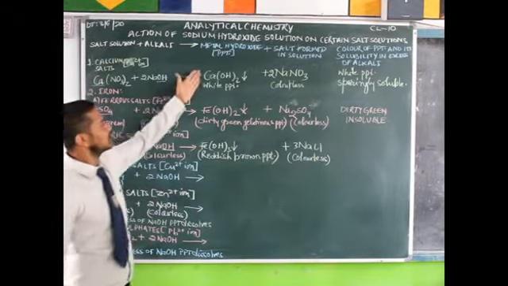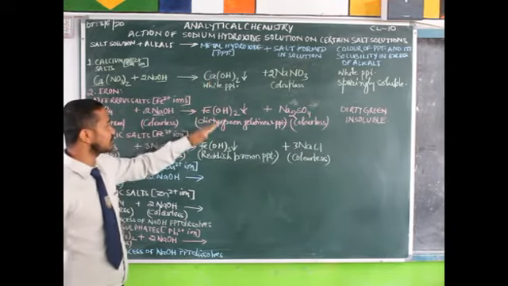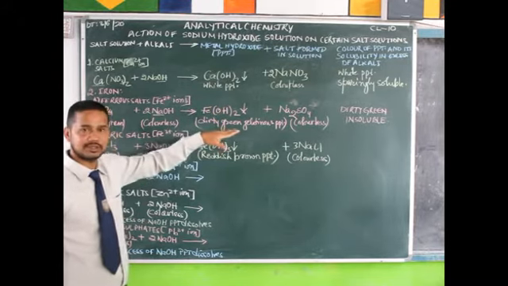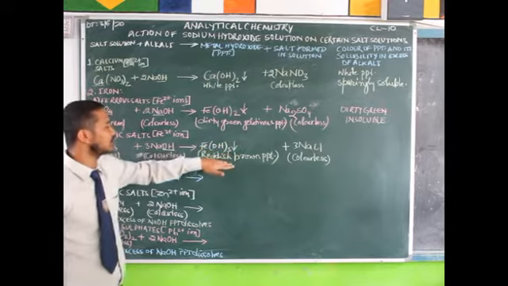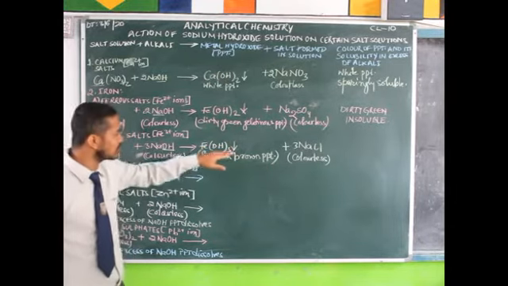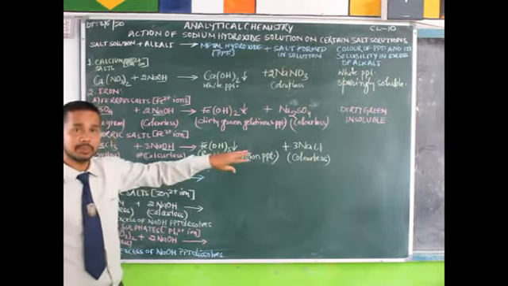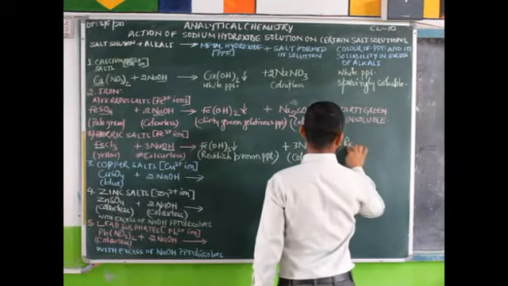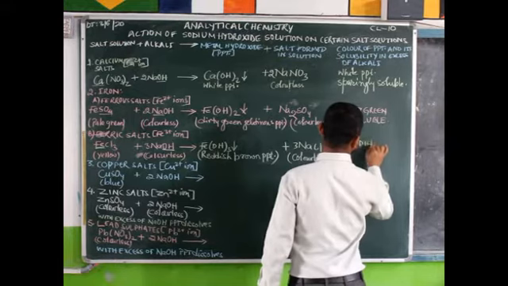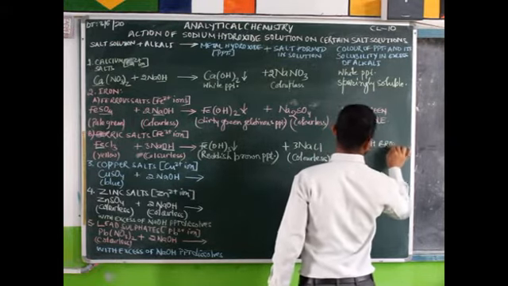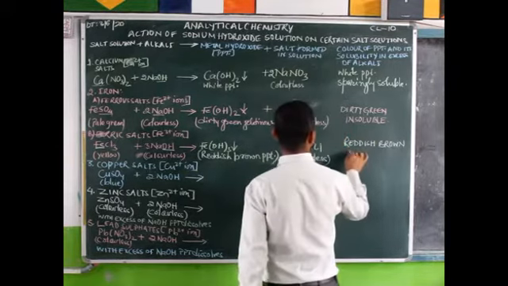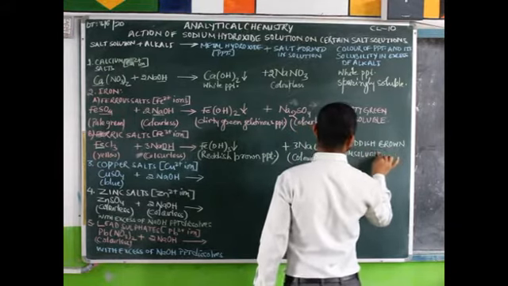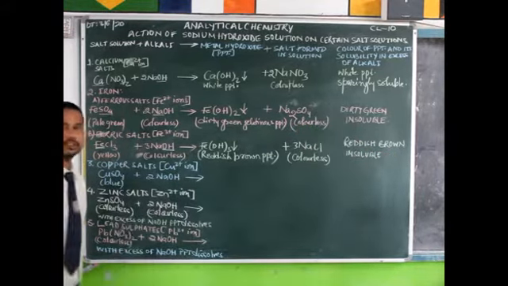So very easy. Calcium, colorless or white. Ferrous ion, dirty green. Ferrous hydroxide, what is the color? Dirty green gelatinous precipitate. Then ferric hydroxide, what is the color? Reddish brown precipitate. And with excess of alkali it remains insoluble.